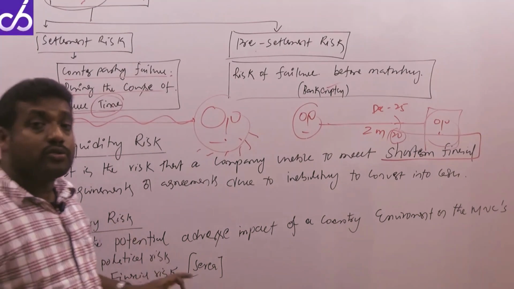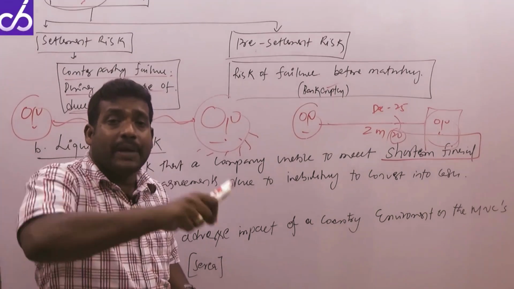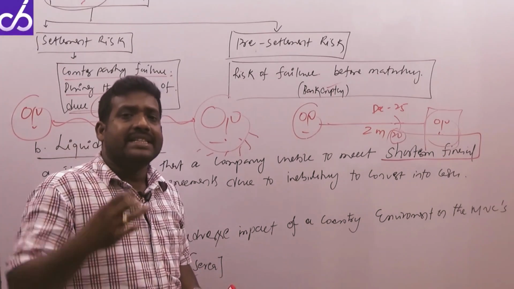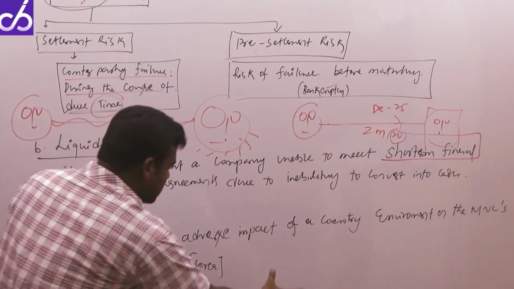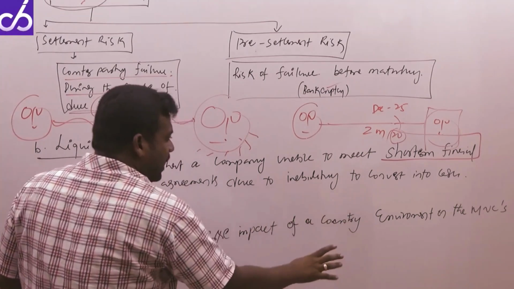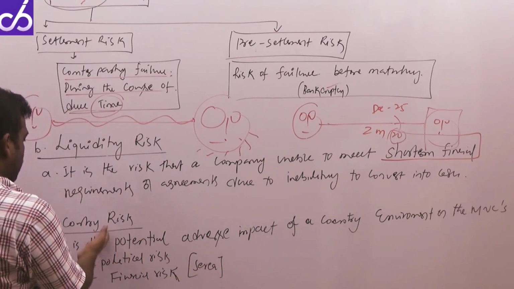Country risk is also called sovereign risk. This is the risk that arises because of government rules and regulations, the inability of that government. Their policies make my client fail in his commitment. Then it is called country risk.